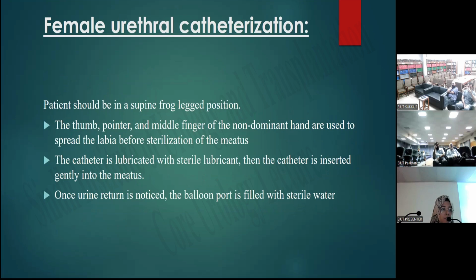Female urethral catheterization is comparatively easier than male catheterization. The female patient is placed in the frog-leg position, and the thumb, pointer, and middle finger of the non-dominant hand are used for spreading of the labia. The catheter is lubricated with a sterile lubricant and inserted gently into the meatus. Once urine is returned, the balloon port is filled with sterile water.